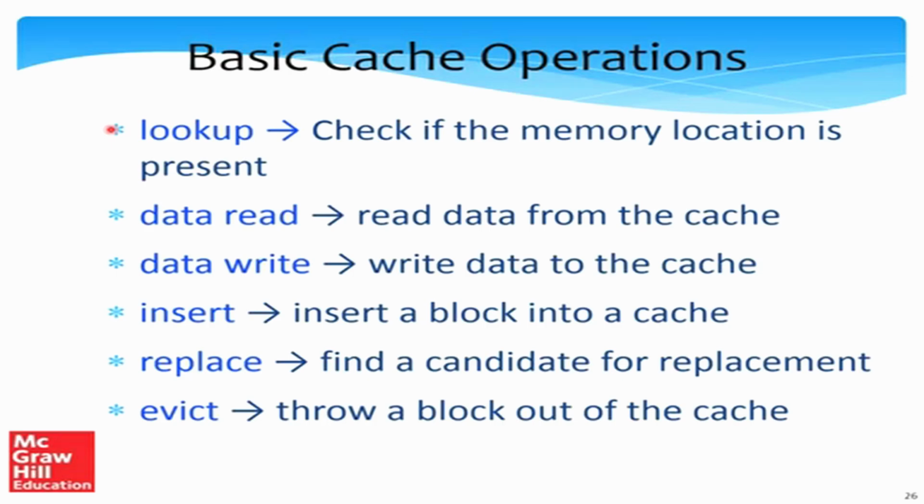Now assume that there was a cache miss, and then the block comes from the lower level. Then we need to insert the block inside the cache. To insert a block, sometimes we might find that the cache is full, so we have to throw out one block. We need to first find a candidate for replacement. Then we need to evict it, throw a block out of the cache, and insert the new block in its place.